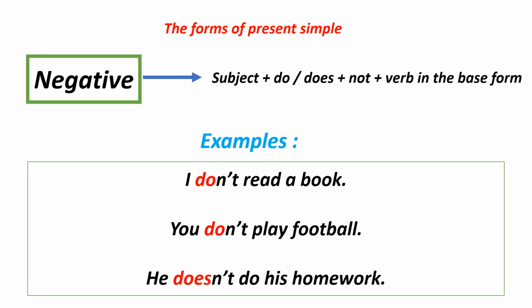Now we'll move to the negative form in the present simple tense. If I want to make a phrase, I must have a subject and do or does. Do and does are important. If there is I, you, we, you, they, I write do. And if there is he, she, it, I write does. Clear now? Then I add not to make a negative form. I don't. He doesn't.